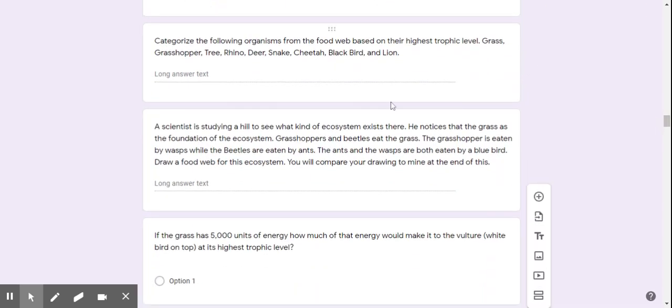So a scientist is studying a hill to see what kind of ecosystem exists there. He notices that the grass, my bad.